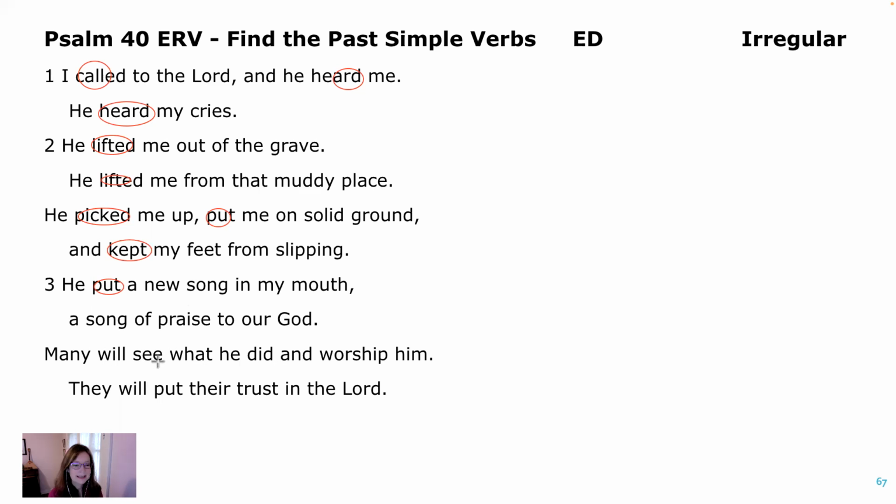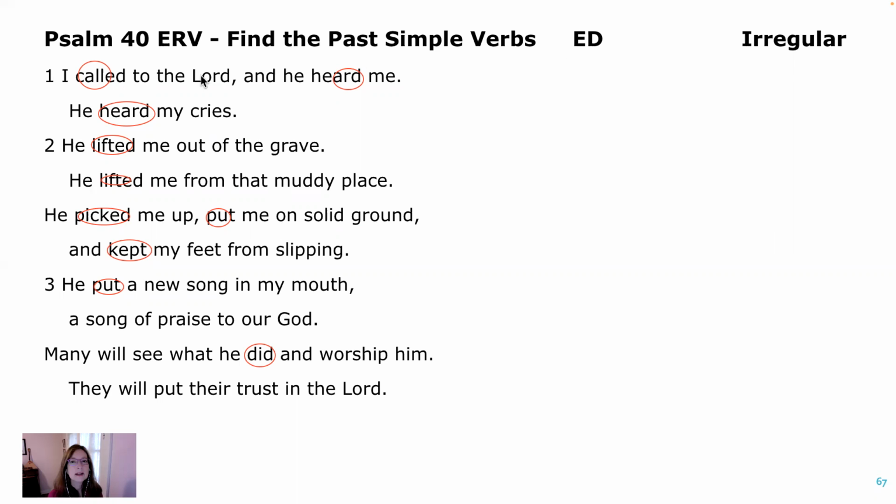See, will see is in the future tense, but did is in the simple past tense, and will put is in the future tense. So we can have students see that, see what they find. And then to show them some of the patterns in this, we can look at the verbs that we've circled and kind of put them into two columns.